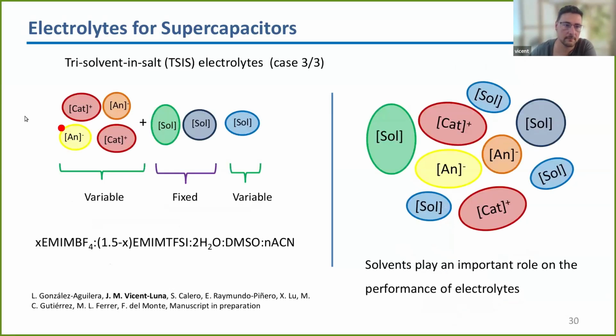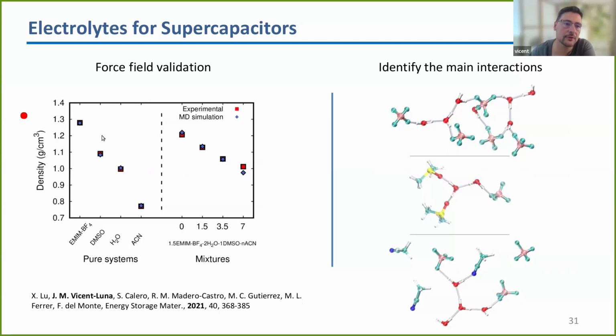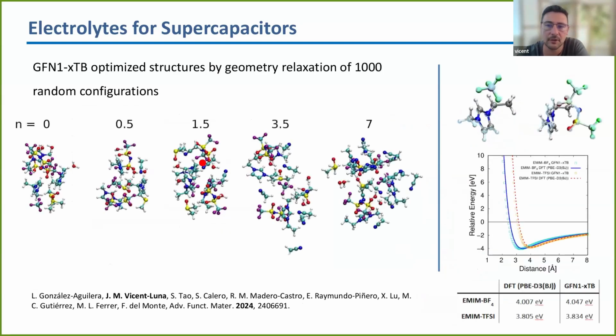So here you can see the comparison of the density for the pure system and also for the mixture. So we can trust that the force field is good enough to study this complex mixture. First of all, we have to identify the main interactions between the elements, because these are very complex mixtures with many species and many atoms. So everything can interact in principle with everything. So again, I use DFTB, GFN extended tight binding simulations to help me identify these main interactions.